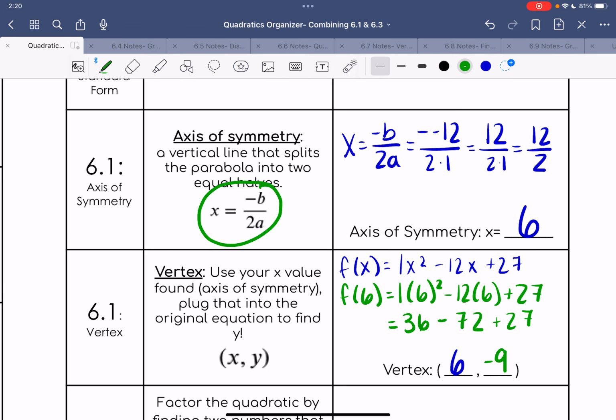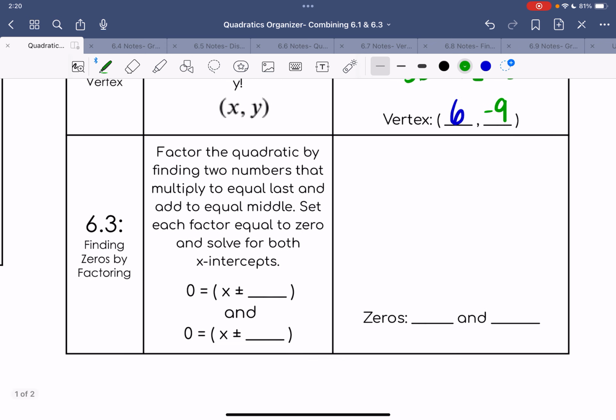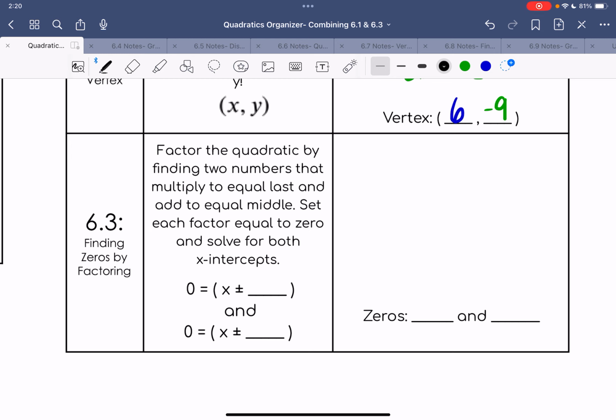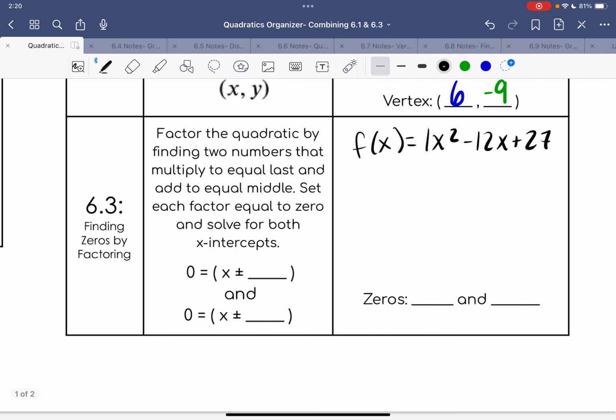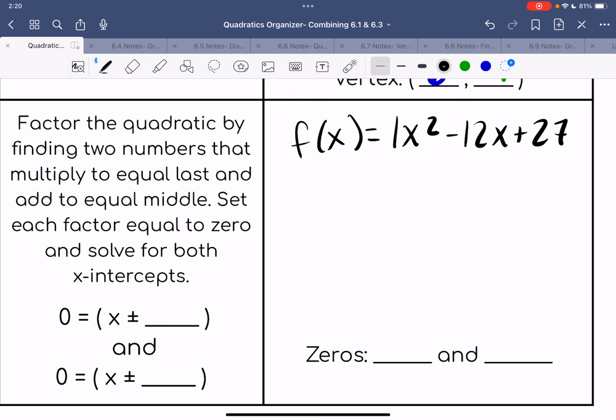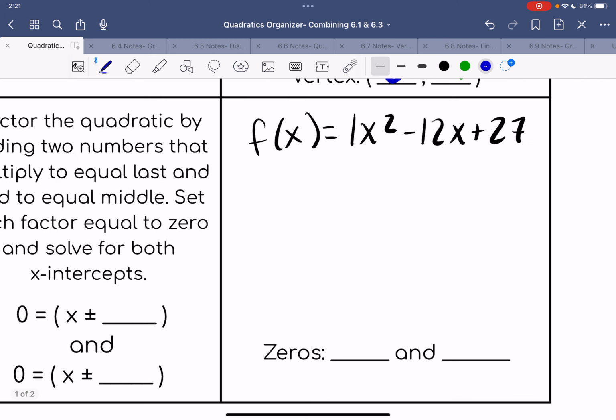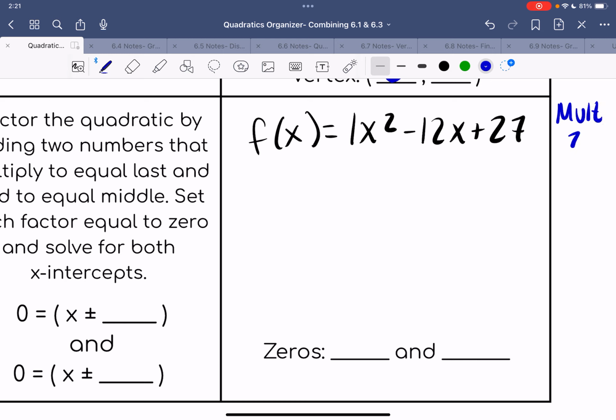Now we are going to use the exact same problem, and we are going to find our zeros by factoring. So I'm going to write down the problem again, see if I can remember it. It was f of x equals 1x squared minus 12x plus 27. Let's double check that. Yes. Okay, we are trying to factor this. So we need to find two numbers that multiply together to be 27, and we need to add together to be negative 12.